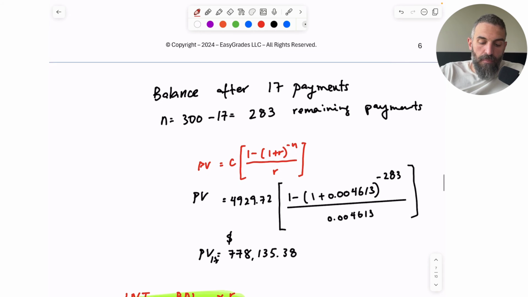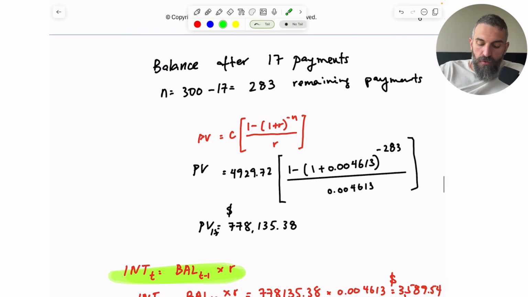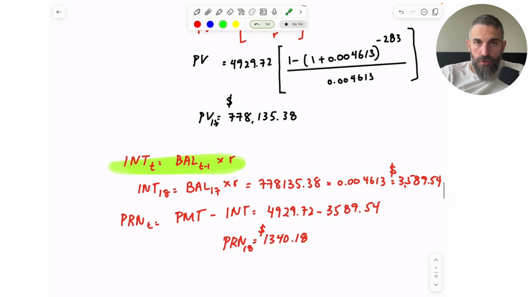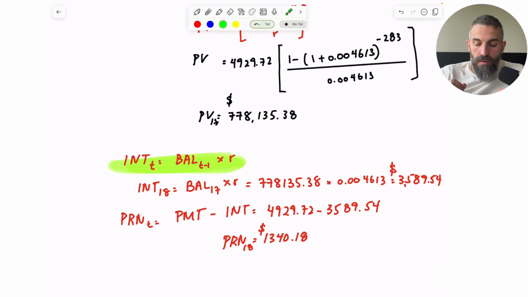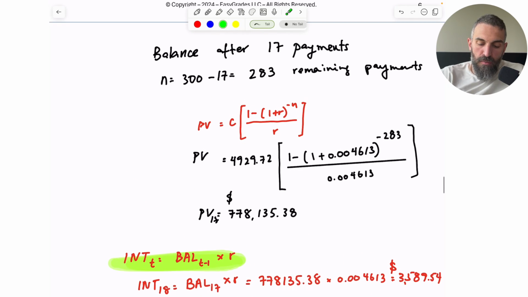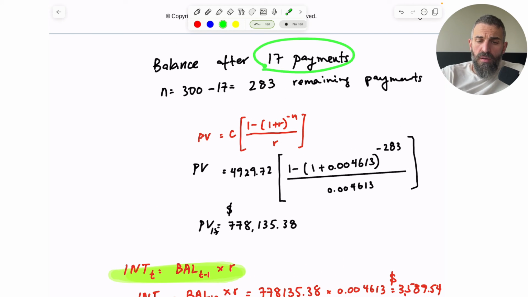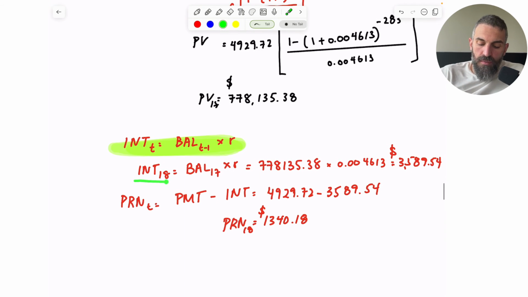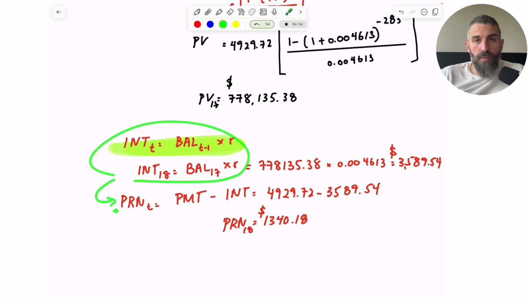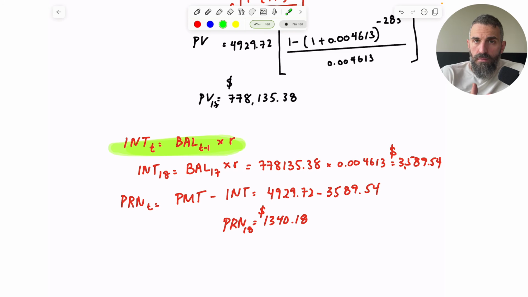Okay, so a little recap of the steps. If you are looking for the interest portion or the principal portion of the 18th payment, I'm using 18, but it could be anything. Start by finding your balance the period before, so in this case, 17. Use that to find the interest portion, and then use that to find the principal portion. And there are multiple ways you can do this, by the way. This isn't the only way to do it. It's just a way to do it. And if you always do it, then this will always work.